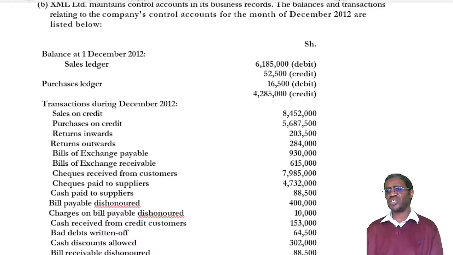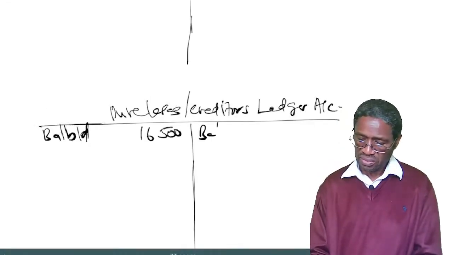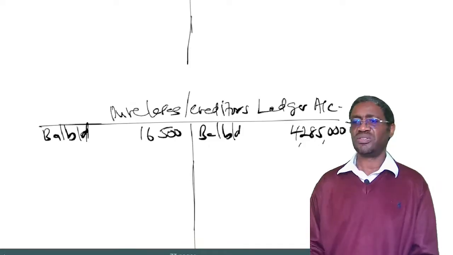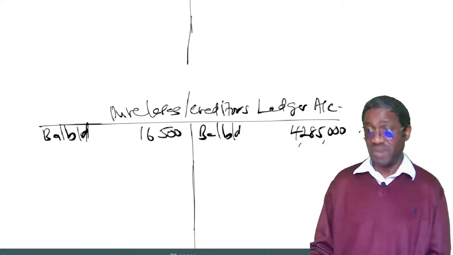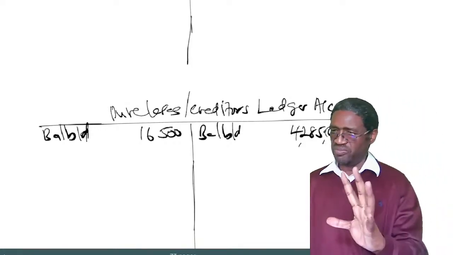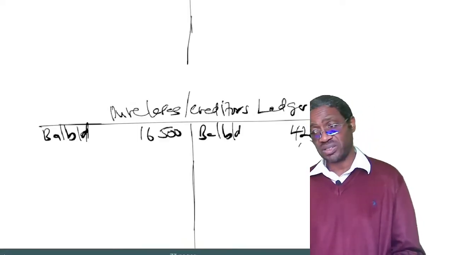Then purchases ledger has another credit balance of 42,85. I told you if it's a credit balance, you bring it down on the credit side. 42,85. Bring it down. Balance brought down 42,85. Good. So we are through with the opening balances. With the opening balances, I've told you there is no problem. If it's a debit, you just bring down on the debit. If it's a credit, you bring it down on the credit.